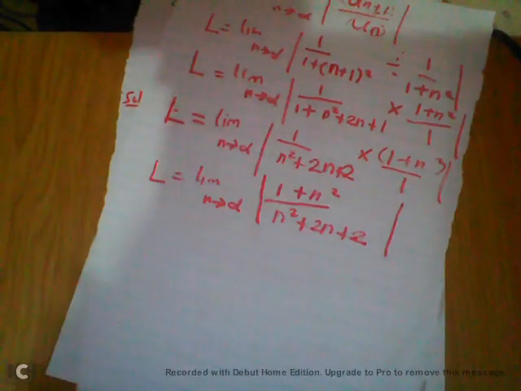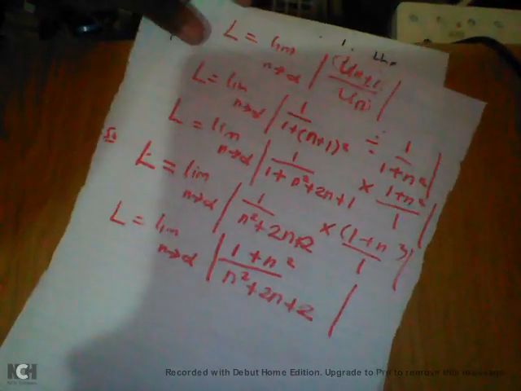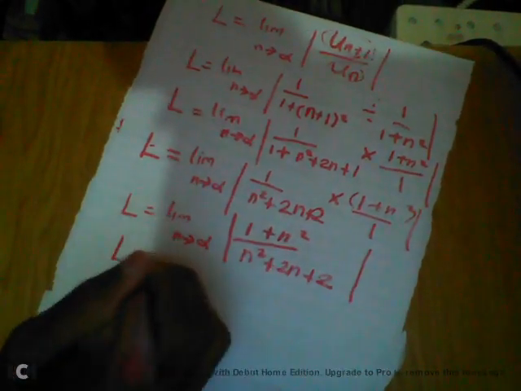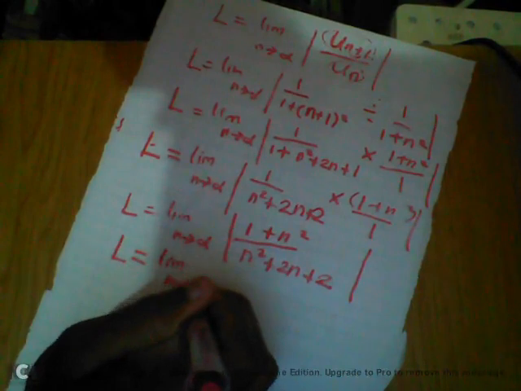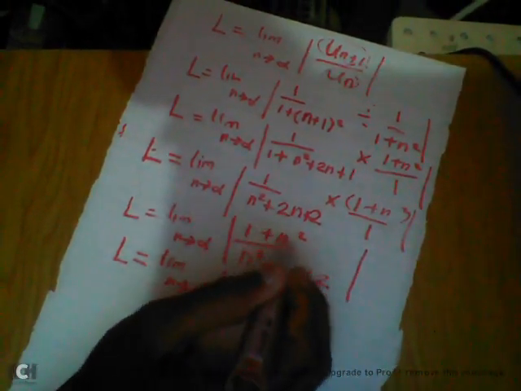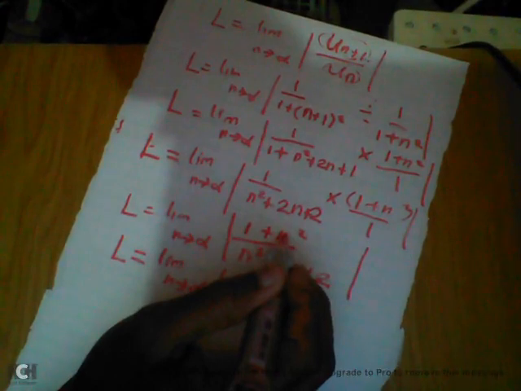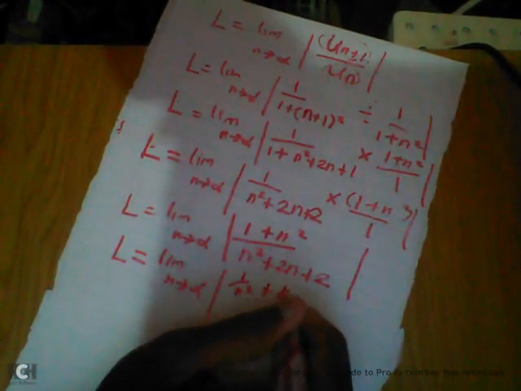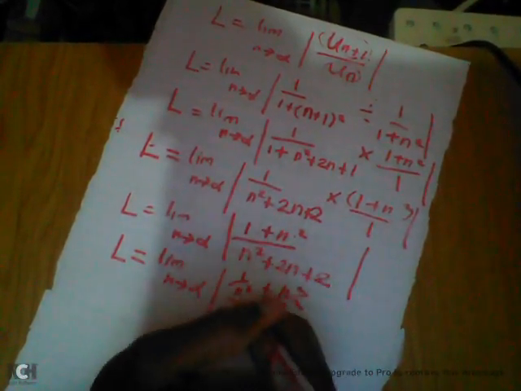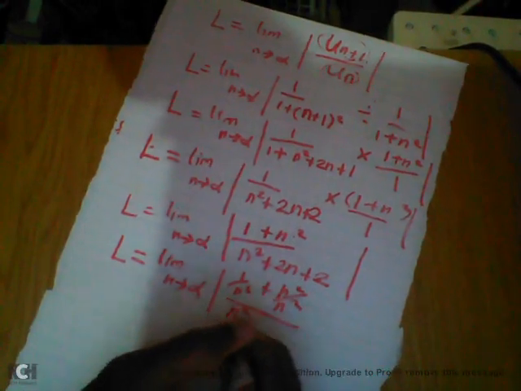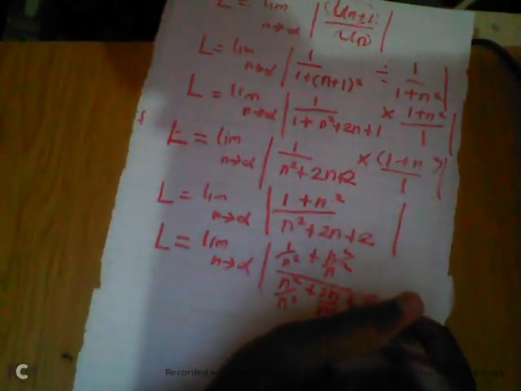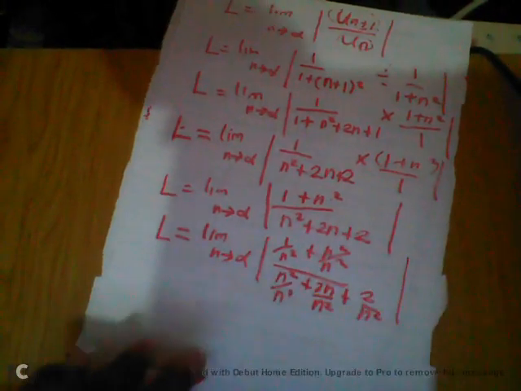So now we go to the law of limits, right? We divide by the highest degree of n, the one in the numerator. So L equal to limit n approaches infinity, and I'm going to divide by the highest degree of n for each term. So 1 over n squared, the highest degree, divided by n squared, plus this also. I'm going to divide by n squared because the highest degree is n squared. And the plus 2n over n squared, and the plus 2 over n squared. This is going to give us 1.